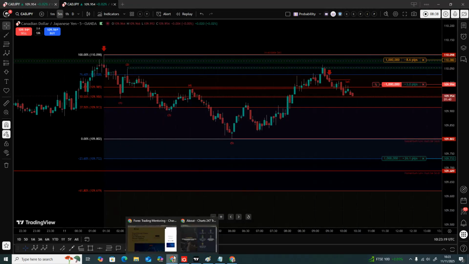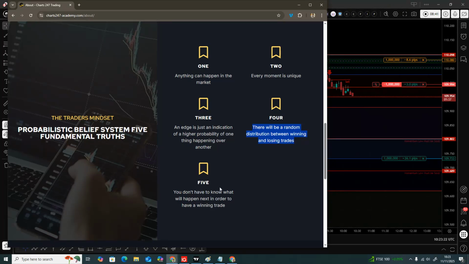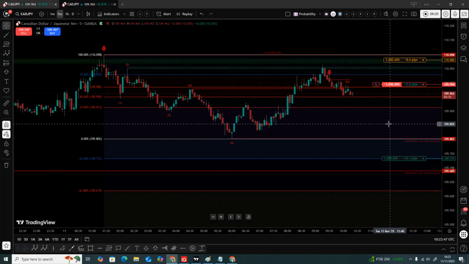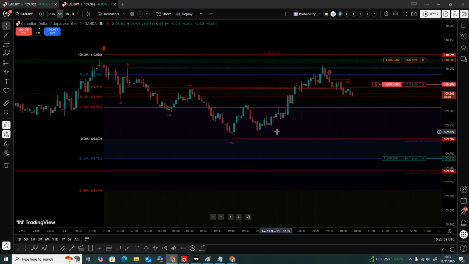Then we go to the fifth one. I do not have to know what will happen next. Like I just said, there's a little bit of pause here. We don't have that knowledge. If taking the trade, the market will do what it would do, in order to make money in trading, or to have a winning trade. That basically is the way you think when you are trading. You have to have all those probabilistic beliefs embedded into your psyche, basically, that you are doing the right thing. And that is the difference between a winning trader and a losing trader.